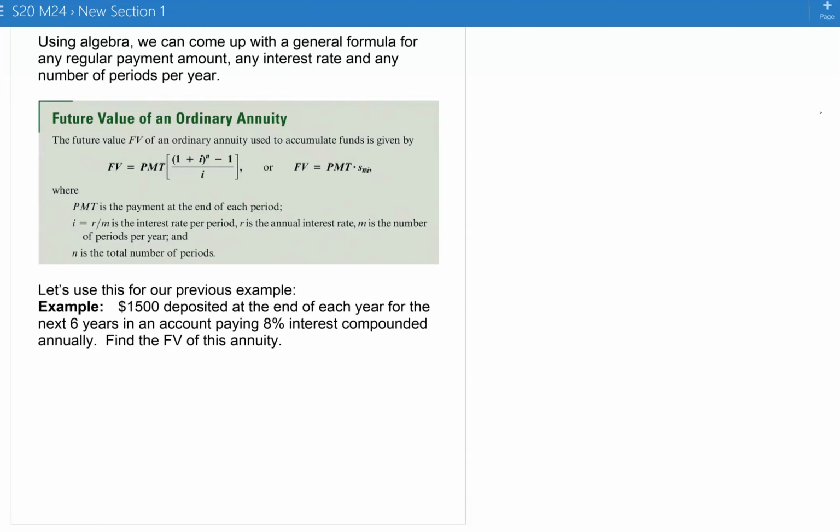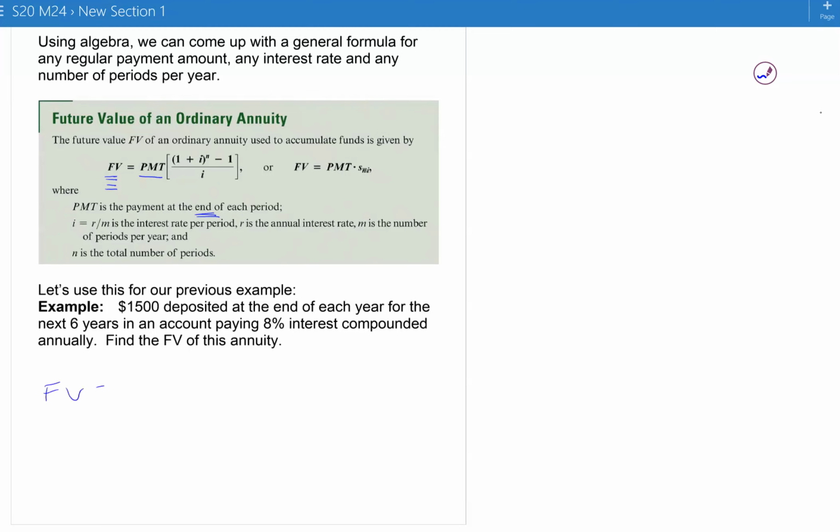Because there's a pattern there, you can come up with a mathematical formula. And this is the formula. If you want to find the future value for some regular payment amount made at the end of each period, this is the formula you use. The i and the n are exactly the same as they were for the compound interest in the previous section. So let's look at this example where we have $1,500.